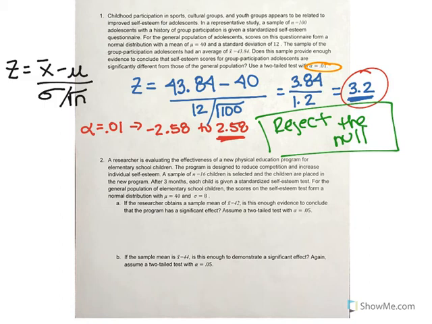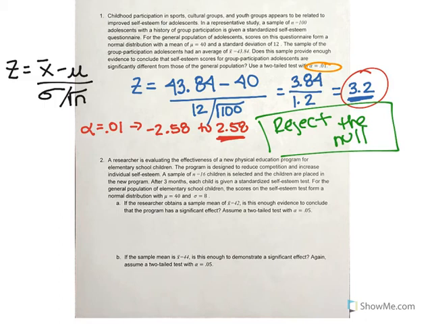Yes, the sample provides enough evidence to conclude that the self-esteem scores for the group participation adolescents are significantly different from the general population due to the fact that it did not fall within your critical boundary areas. If our z number would have been 2.5, then we would say no, there's not enough evidence because it would be within that range of numbers.